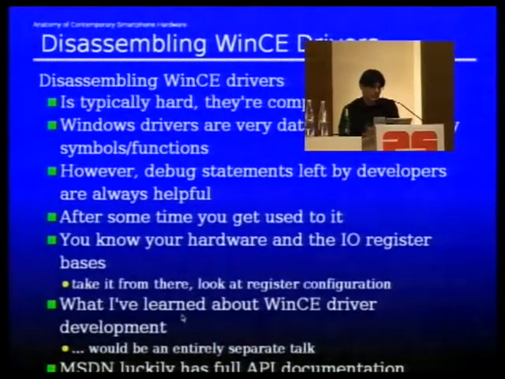So how do you do that? Well, the DLLs are completely stripped. Windows drivers are data-driven, so you don't have many symbols or function names. If you try to disassemble a Linux driver, it's very easy because there are lots of function names that get called that have meaningful names.